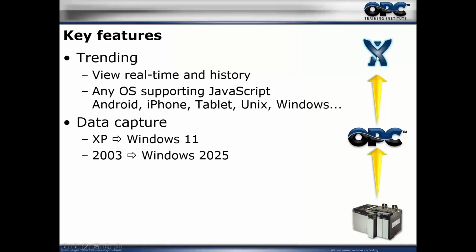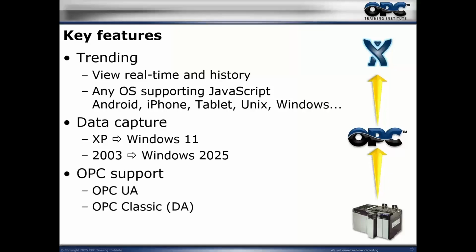The data capture itself, that's where this happens right here. That's on Windows XP all the way to Windows 11. If you're using that kind of Windows, meaning workstation, or if you're using Windows Server from Windows 2003 all the way to Windows 2025. So from very early to the most recent. And of course, there's support for OPC UA and OPC Classic, OPC DA.